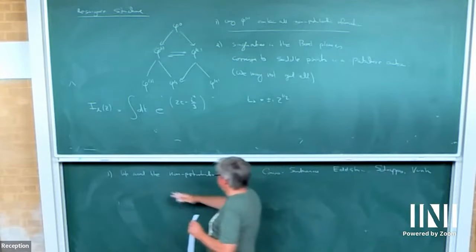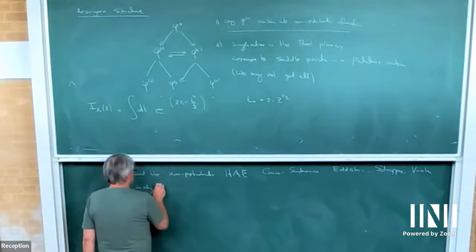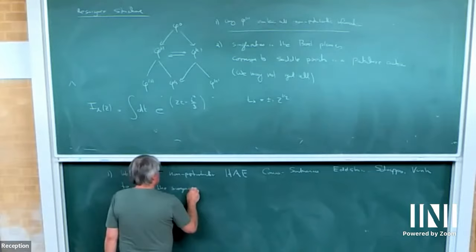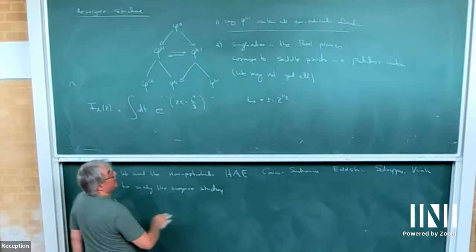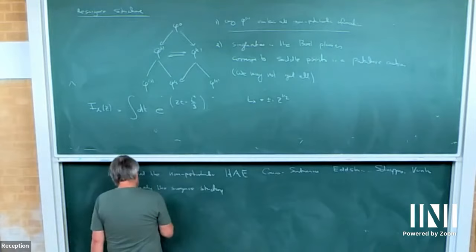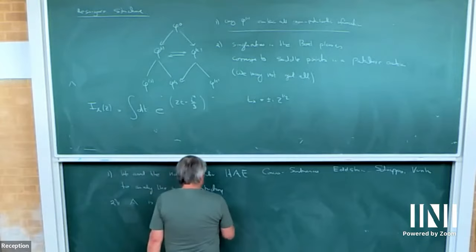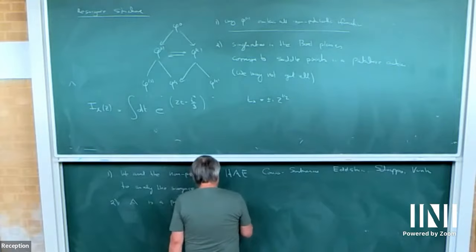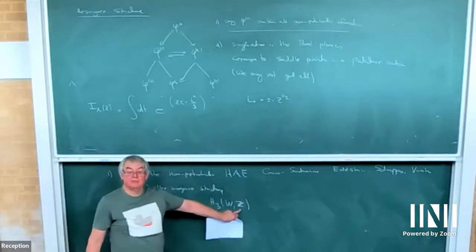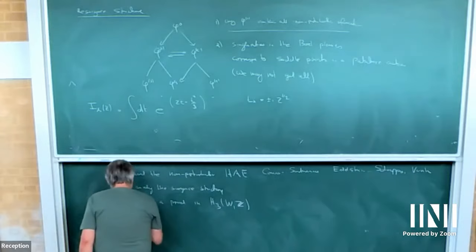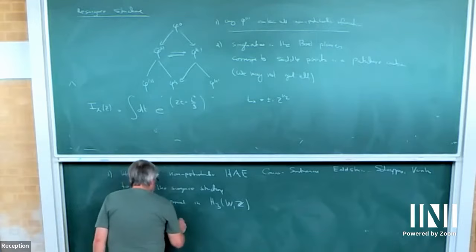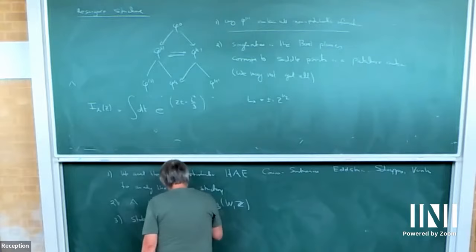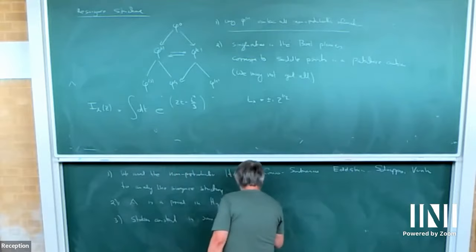So this is a tool to analyze the resurgence structure. And then we find that this A that I mentioned is a period in H3, W is the mirror. I mean, it's in Z, it's a decisive point. That's interesting. And then the third point is the Stokes constants. This we don't know exactly, but in some cases we check this against the DT invariants.